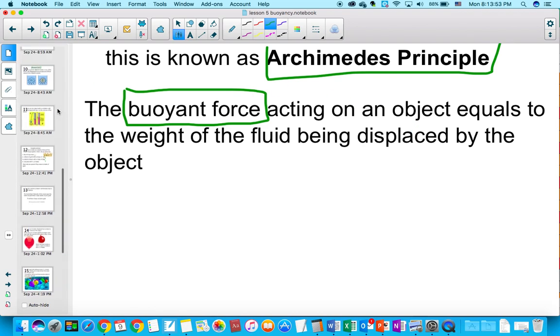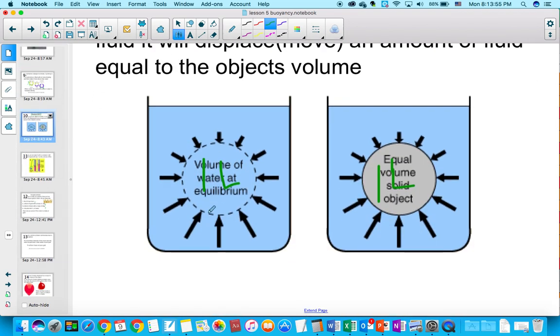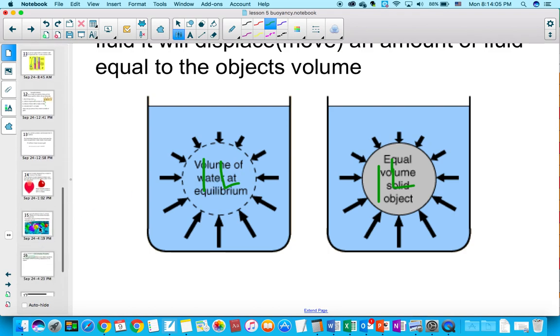So when we go back here, 1 liter of water is being displaced by this ball. That means 1 liter of water is pushing up against the ball. So the buoyant force is equal to the amount of water or fluid being displaced.